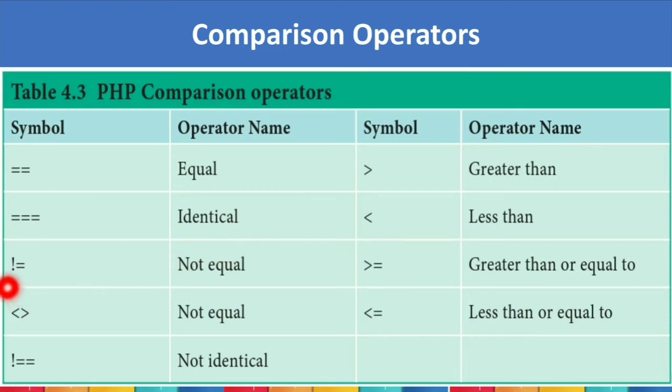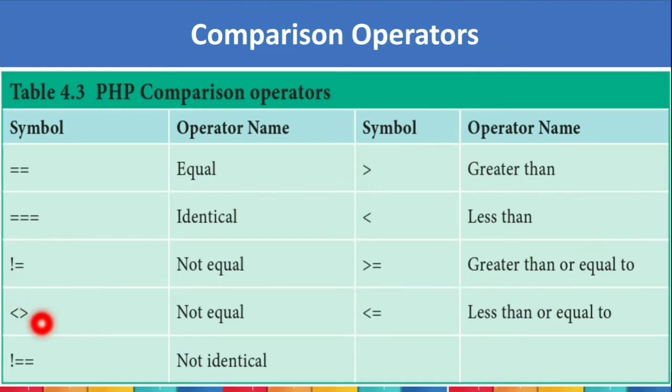And this exclamatory symbol is not. We read it as not. This is not equal to. Same way, open angular bracket and close angular bracket, that is also said as not equal to. We compare whether the given number is not equal. And the last one is exclamatory with double equal to, that is not identical. And here we do have greater than symbol, less than, greater than or equal to, less than or equal to.